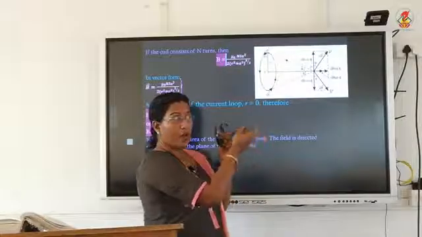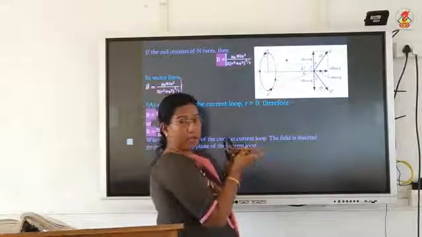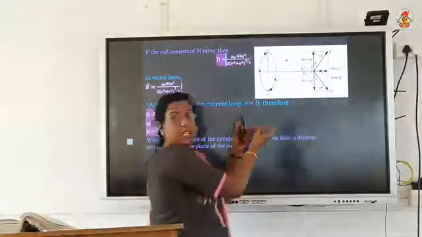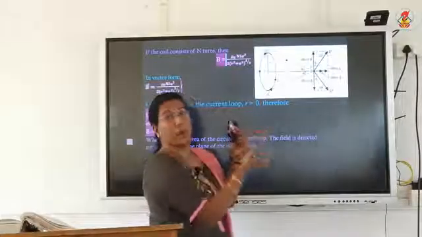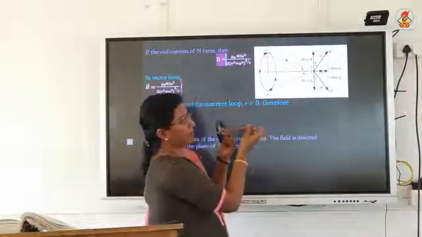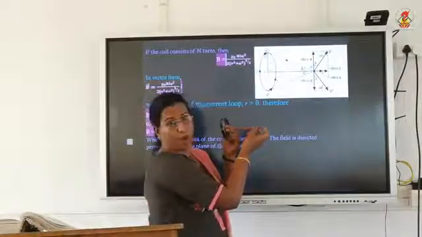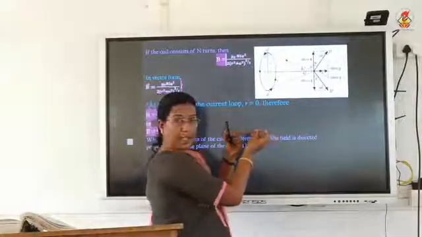Okay, I want to find out what is the magnetic field at a particular point along the axis of the circular coil. So, for that what will we do? Use the Biot-Savart law. This is my point, the tip of my pencil is the point. Okay. For that what do I do?